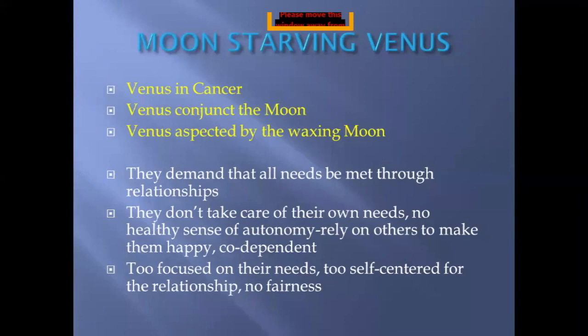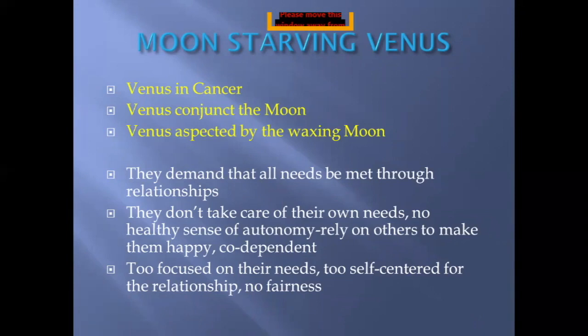Okay, the next one is the moon starving Venus. And this happens when Venus is in Cancer, or when Venus is conjunct the moon, or when Venus is aspected by the waxing moon. Because when it's aspected by a waning moon, that's going to be agitation. Okay.